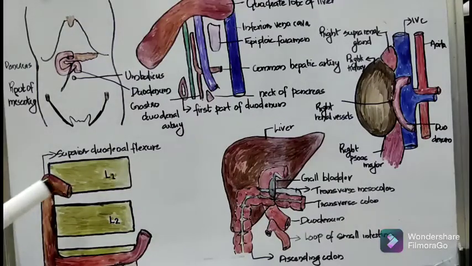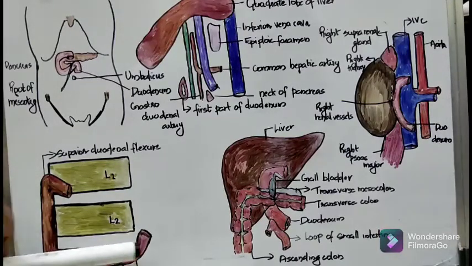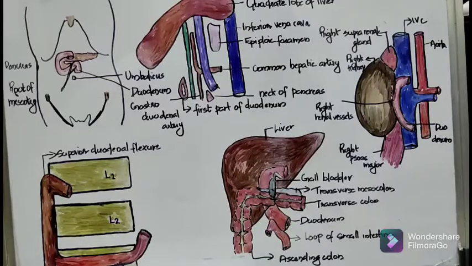The superior part is about 5 centimeter long, the descending part is about 7.5 centimeter long, the horizontal part is about 10 centimeter long, and the ascending part is only about 2.5 centimeter long. And then we discussed the relations of the superior part of the duodenum, and then the relations of the descending part of the duodenum.